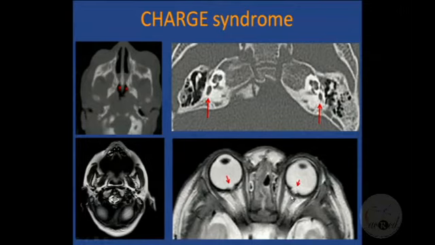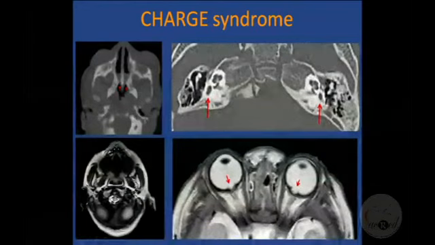What is this image showing? Because these three are always invariably present, but that finding on that axial T2 sequence is a rare finding in CHARGE syndrome.